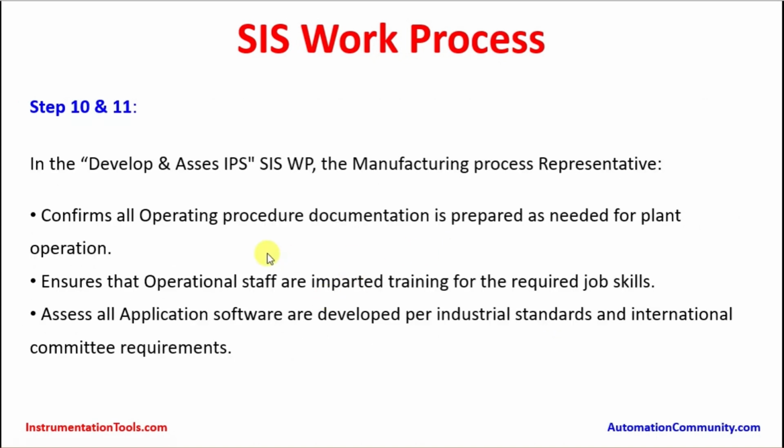In steps 10 and 11, we develop and assess the instrumented protection system. Again, the manufacturing process representative confirms all operating procedures and documentation are prepared as needed for plant operation. He has to ensure that operating procedures are developed and made ready for the operating personnel. Ensures all operation staff are given training for the required job skills. They have to undergo different kinds of training based on their work nature, so he has to ensure that all the staff are getting trained. Assess that all application software is developed per industry standards and international committee requirements.